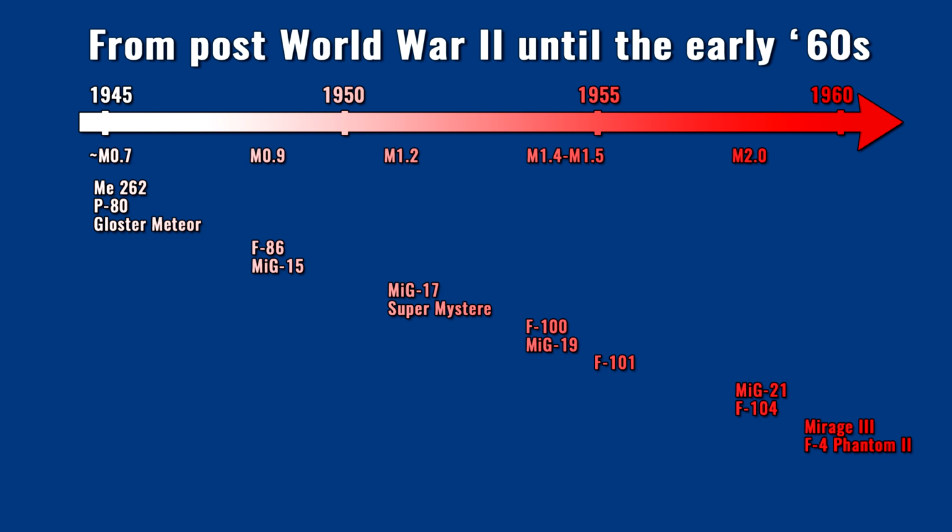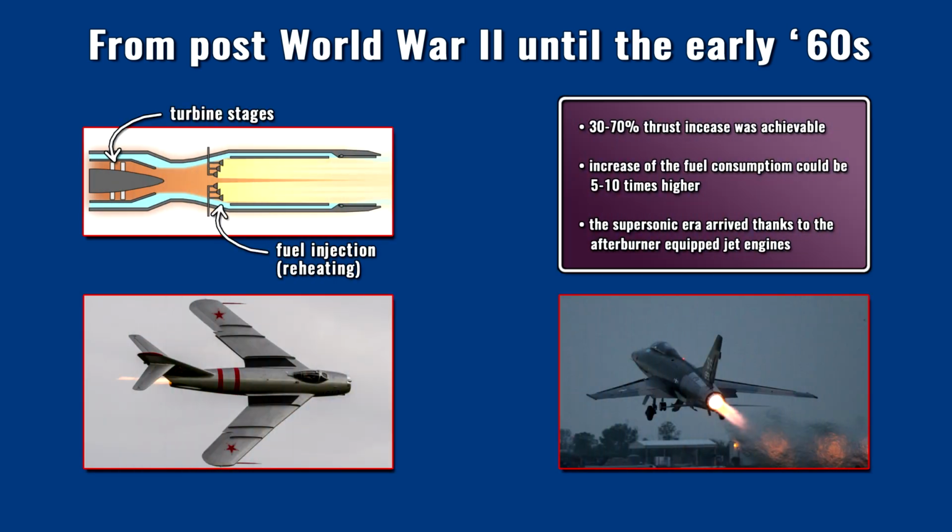The fighters of the 50s, as opposed to the types of the 40s, were all swept-winged, typically with delta or trapezoid wing design. The afterburner stage started to appear on turbojet engines, but the increase in thrust initially was modest. I mean, it was only about 30% compared to the maximum military thrust. Later, from some engine types, the thrust boost by the afterburner reached even the 50–70% region. Of course, it also came at a price. The fuel consumption could increase up to 5–10 times using the maximum afterburner power.